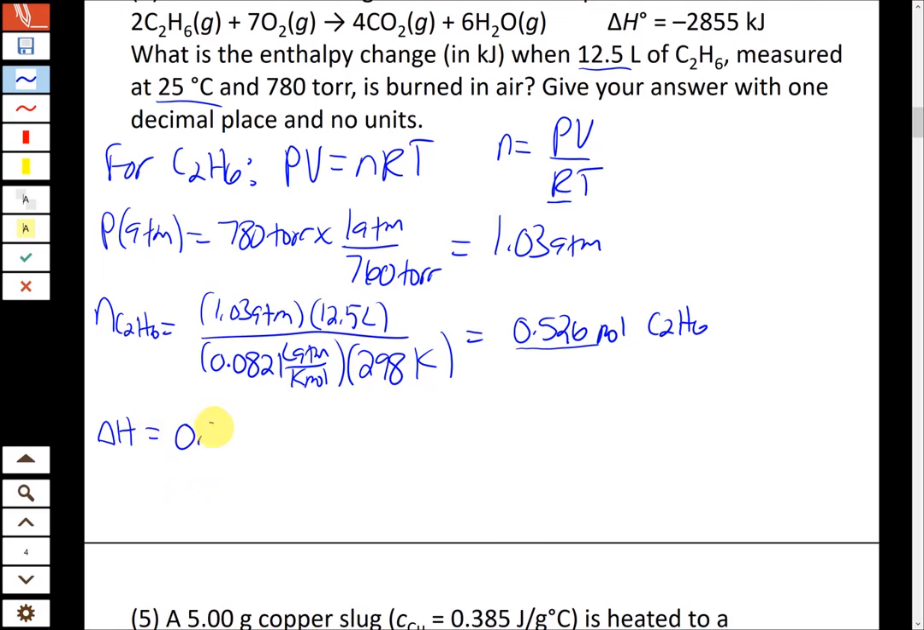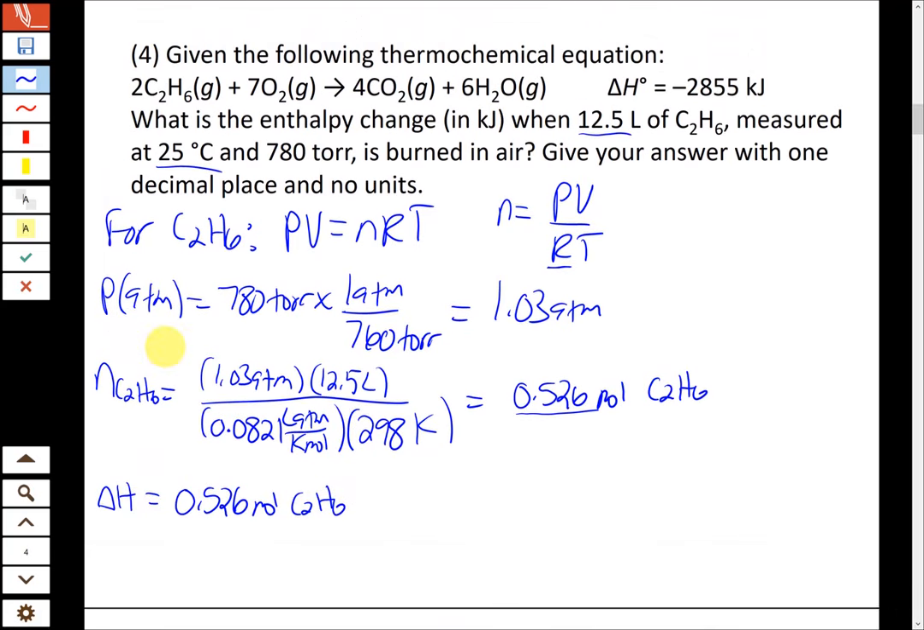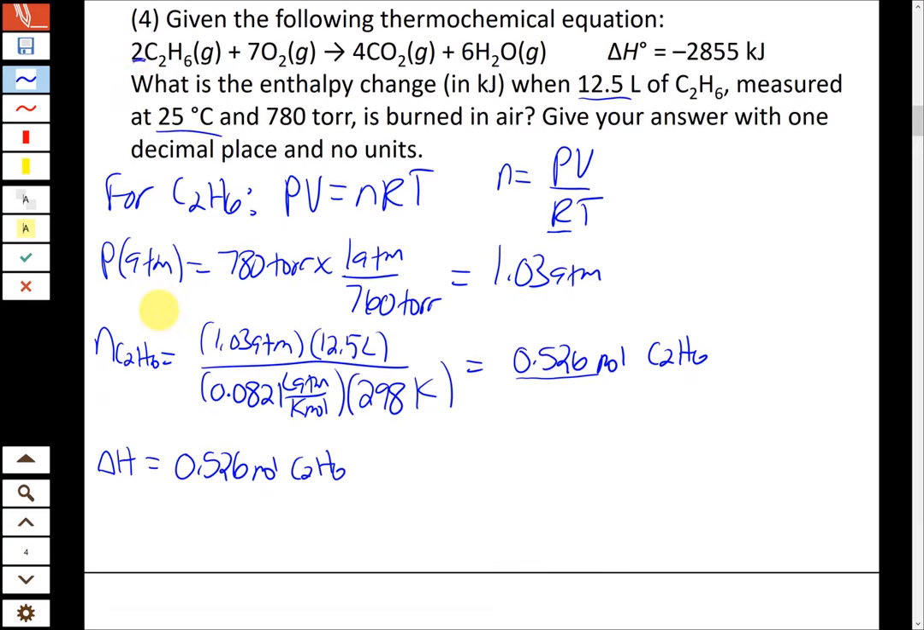We have 0.526 moles of C2H6. And then, as I said, we're going to treat this thermochemical equation just like we would any other equation, where we're going to use the given delta H as sort of another product of this reaction. So when 2 moles of C2H6 burns, we're going to have an enthalpy change of minus 2,855 kilojoules. That delta H is associated directly with the coefficients in the equation. So it's going to be per 2 moles of C2H6 because there's a coefficient of 2 there.